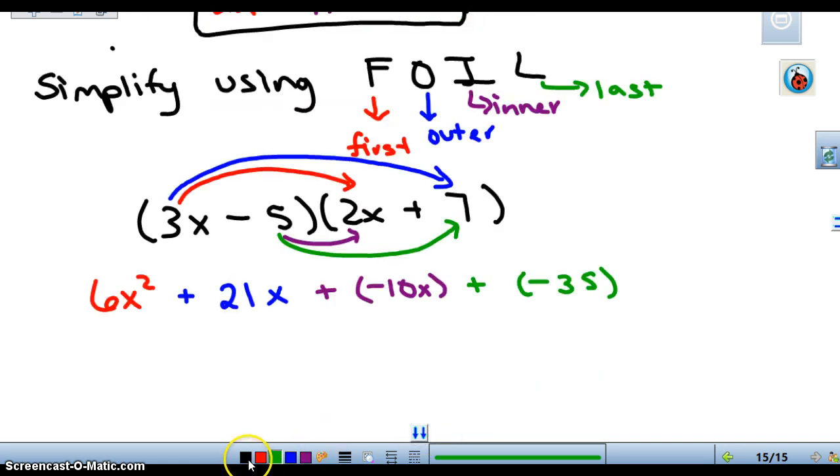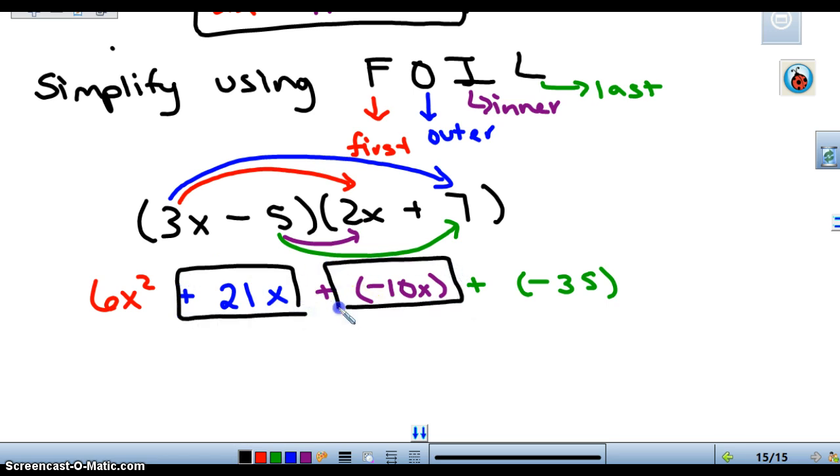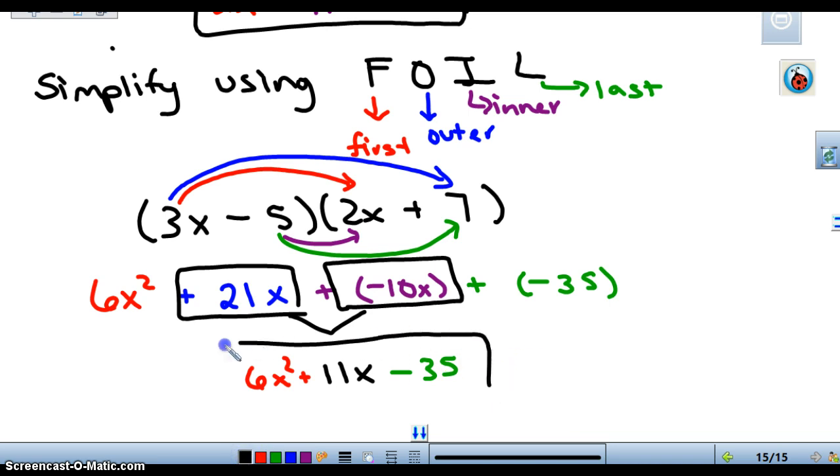Now we can combine our like terms. What's 21x plus negative 10x? 11x. So 6x squared plus 11x minus 35. Is this in standard form? Yes.